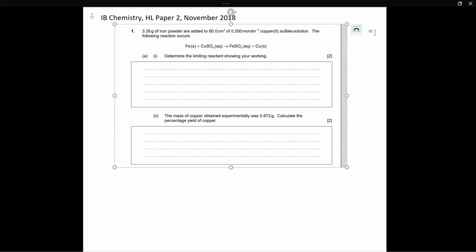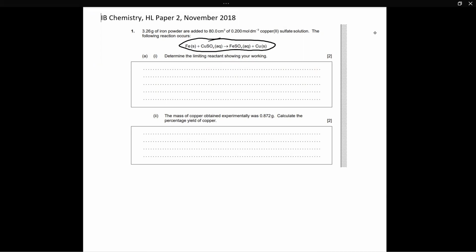Now, this question asks us: 3.26 grams of iron powder are added to 80 cm³ of 0.2 mol dm⁻³ copper(II) sulfate solution. The following reaction occurs, and they've given us the chemical equation of the reaction. And they've asked us in the first part, determine the limiting reactant showing your working.